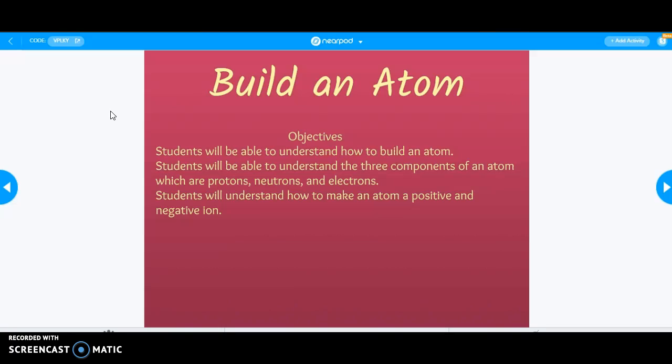Now our objectives are: students will be able to understand how to build an atom. Students will be able to understand the three components of an atom, which are protons, neutrons, and electrons. Students will understand how to make an atom a positive and negative ion.